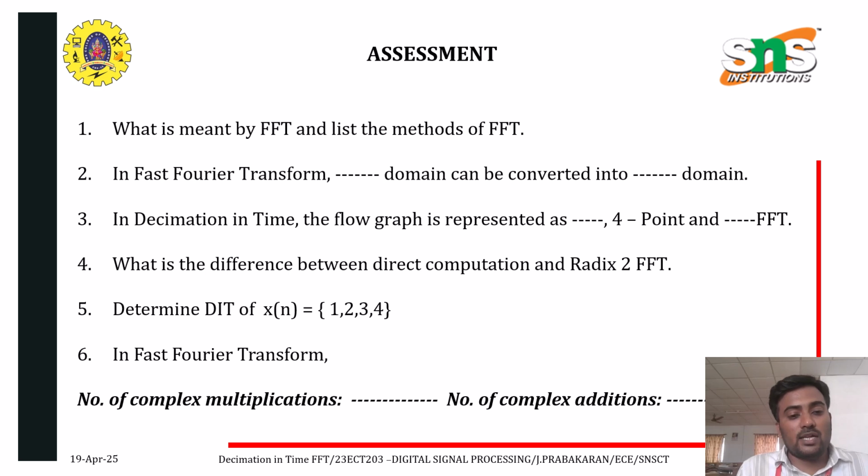Fifth, you have to convert the time domain sequence to the frequency domain. The time domain sequence is x of n equals 1, 2, 3, 4. And the sixth question is, in fast Fourier transform, how many complex multiplications and how many complex additions are required?